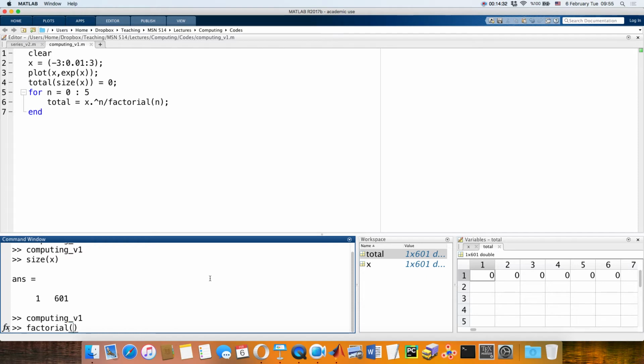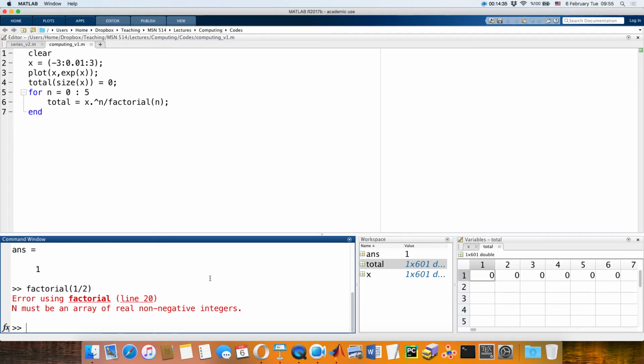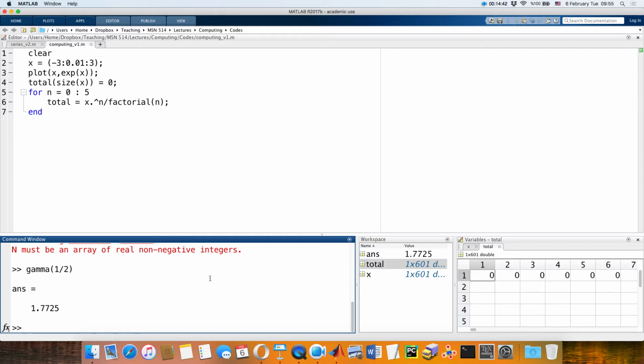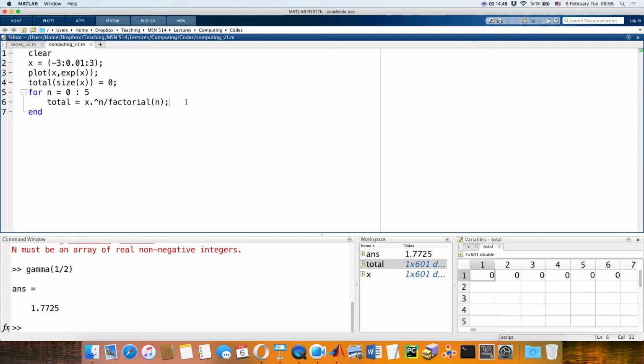Factorial 1. Didn't work. What about this? Will it work? Yay. Do you know what it is? Okay, I should not do it right now. Let's continue. So I want to add total plus x to the n divided by factorial n. Do you think it's okay so far? Yes?